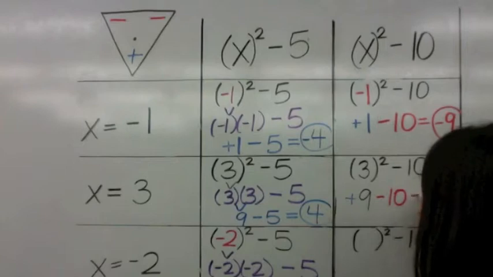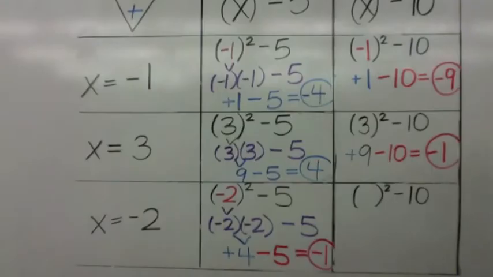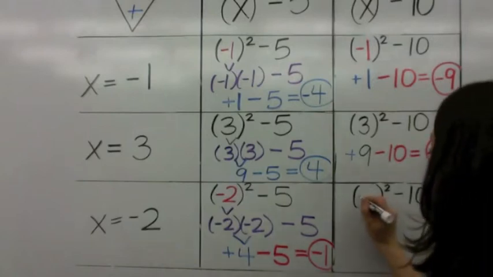Same signs or different signs? They have different signs. So for different signs, you subtract. You do 10 take away 9, which is what? 1, but it's not positive 1, it's negative 1 because 10 is the bigger number and it's negative. Last one, we're going to plug in a negative 2. Plug in negative 2.